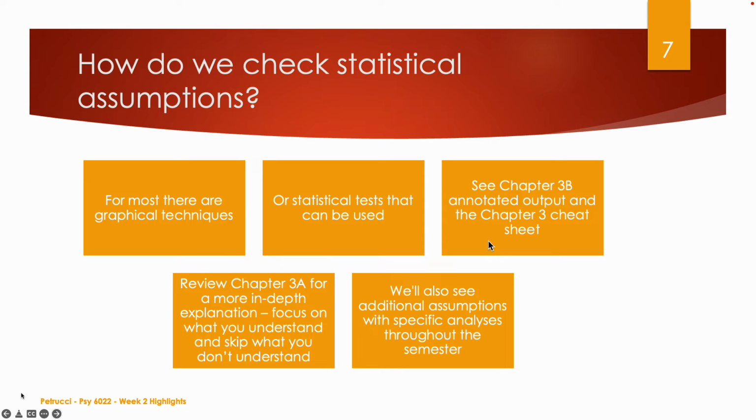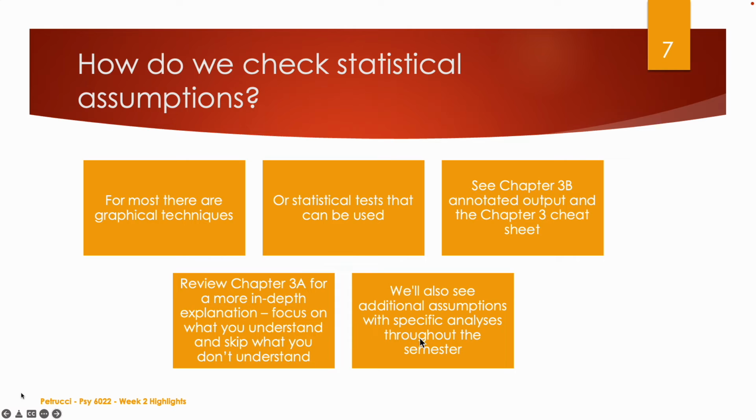See Chapter 3B annotated output, and also the Chapter 3 cheat sheet to see how to do these, which techniques to use for which assumption. Also review Chapter 3A for a more in-depth explanation. Again, focus on what you do understand, skip what you don't. Sometimes the authors go into a lot of detail on things that might be a little less important. So again, focus on what you understand. You're going to understand more and more of it as you work with it more.